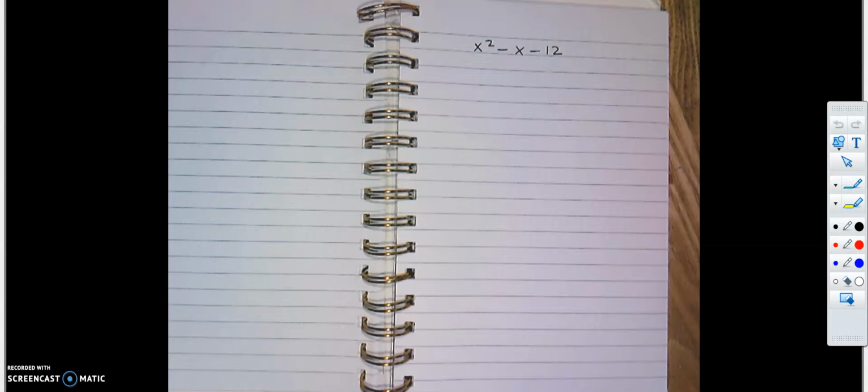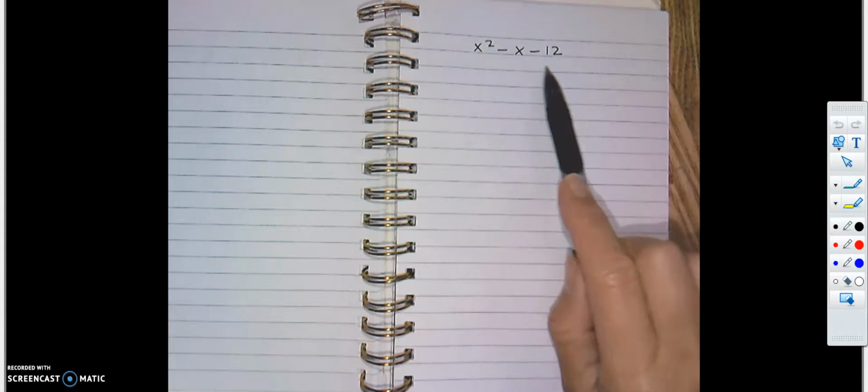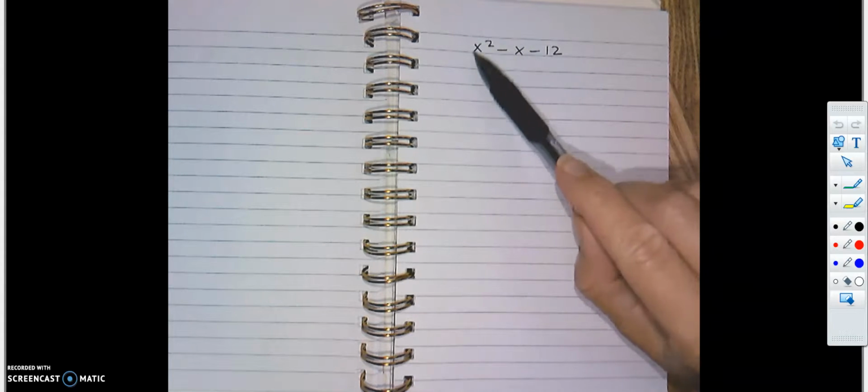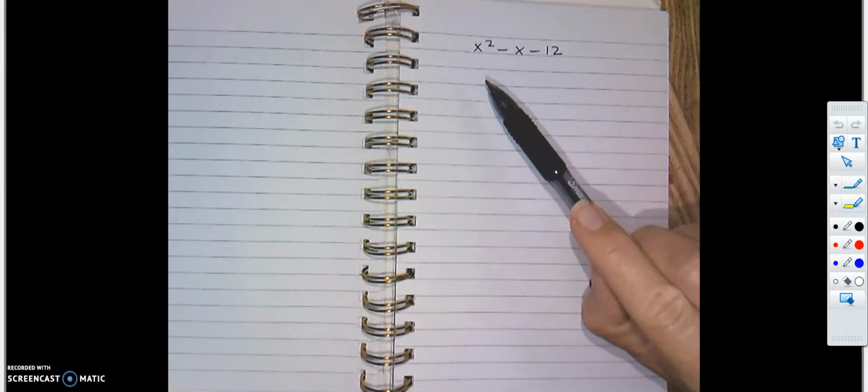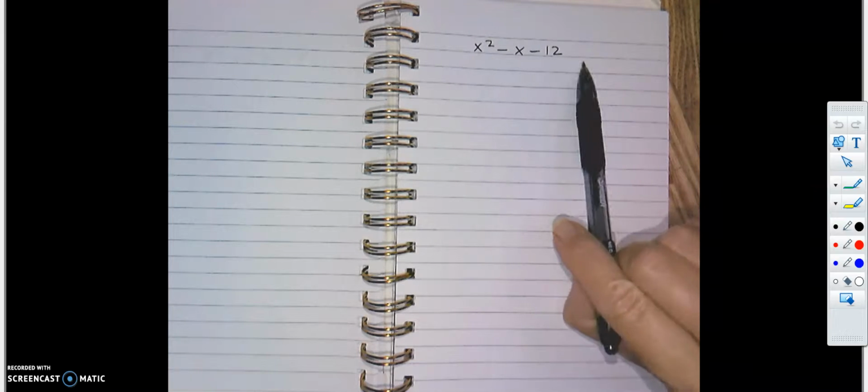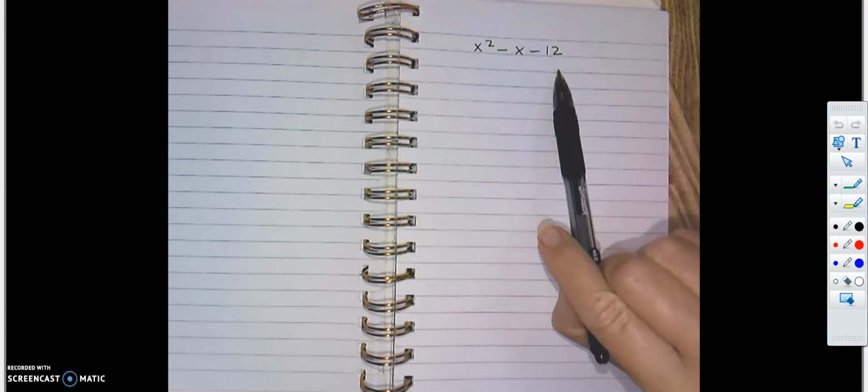Right, for the next few minutes, I'm just going to focus on factorizing or factoring. If you look here, we have a quadratic. How we know it's a quadratic is that x squared. This has 3 terms in it. We have an x squared, we have an x, and we have a 12.